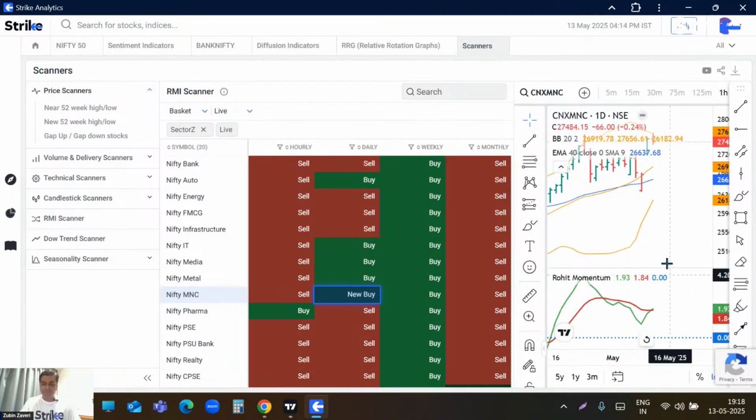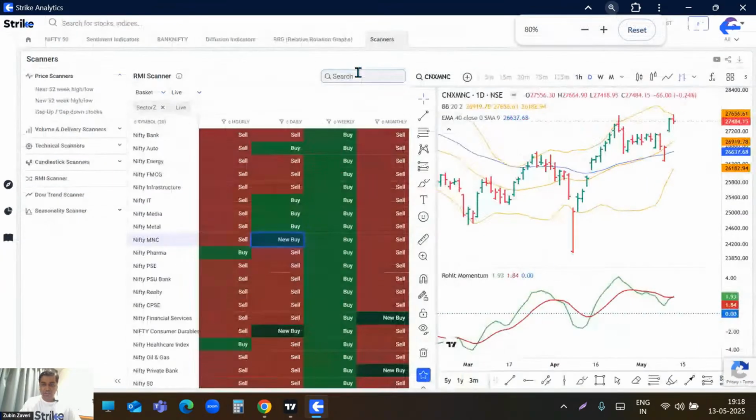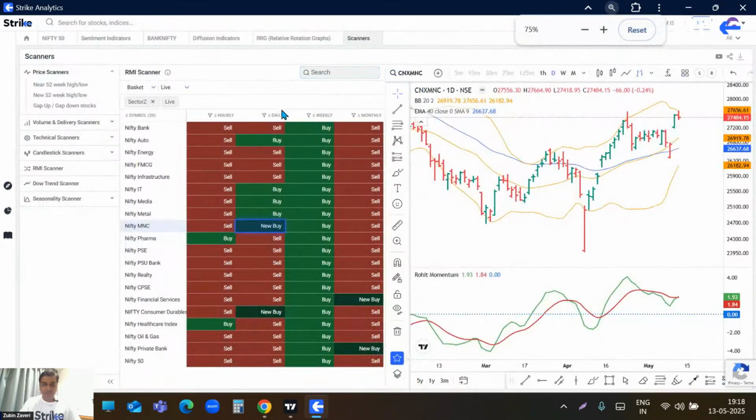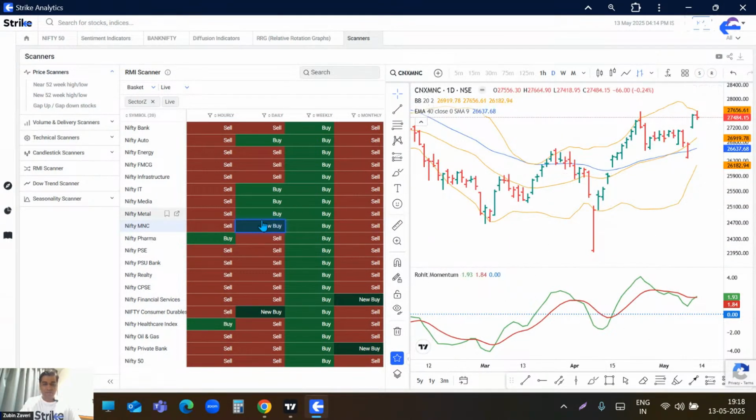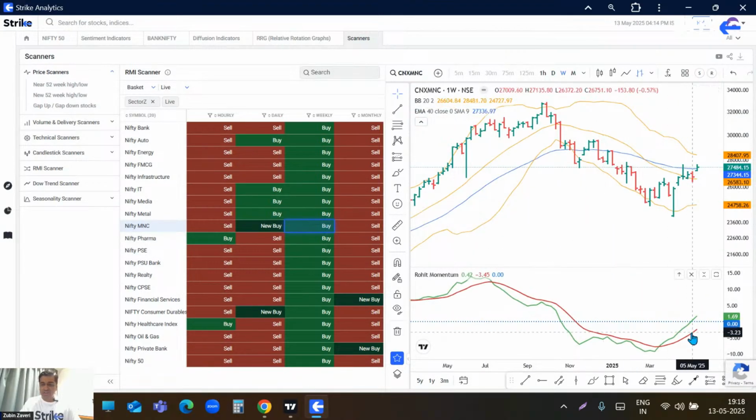Can you see this? Now if you are looking at a laptop, you may feel that the chart is very small. So what you can do is press the control button on your keyboard and scroll your mouse, so that the table gets smaller and you can see the chart in a bigger way. All right. So MNC has given a new buy signal, and on the weekly chart it is in a buy mode. So MNC, you can look at it.